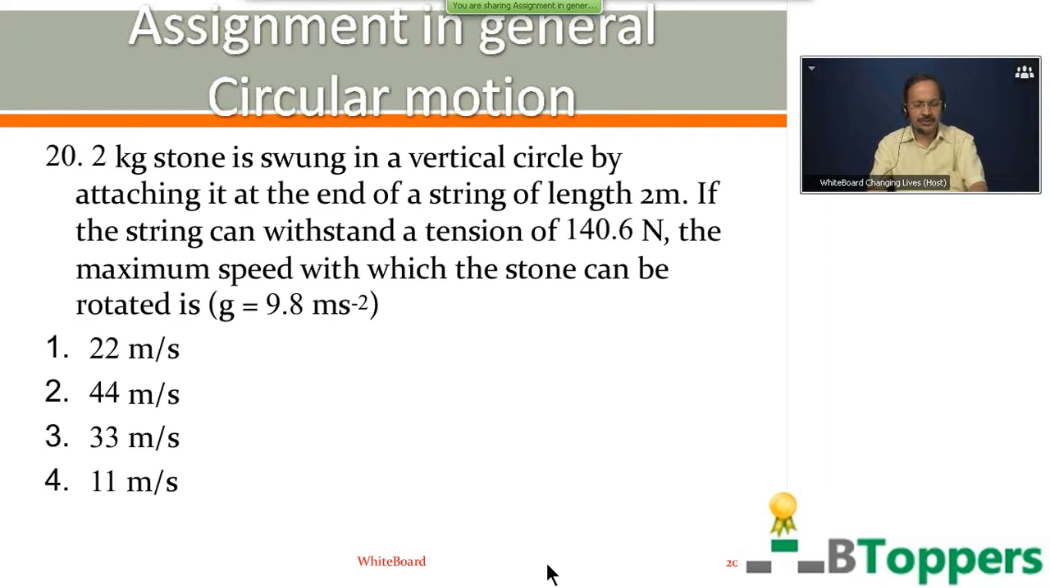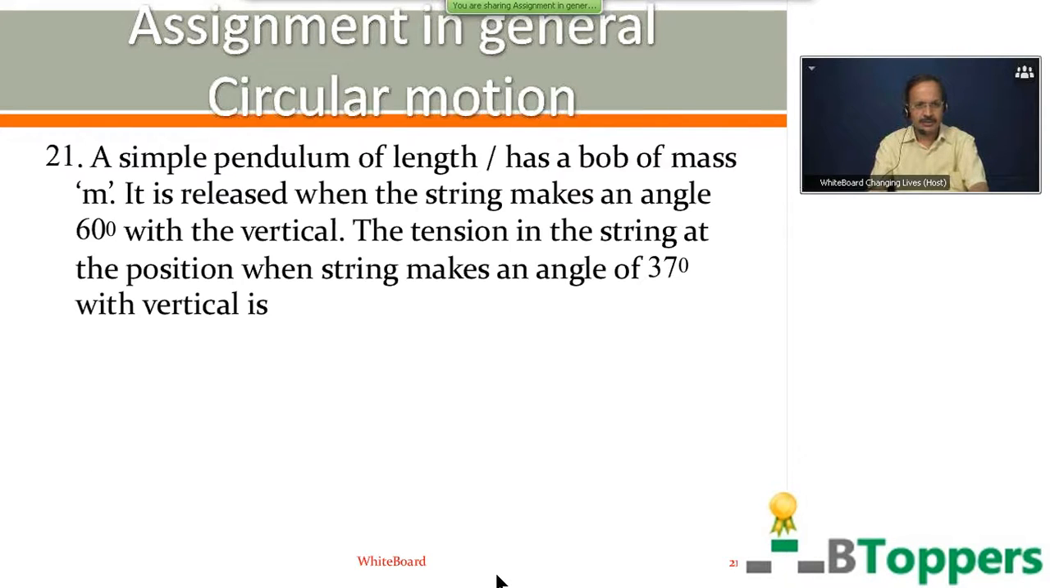I am going to show the next question on screen. See the question number 21. A simple pendulum of length L. It should be written as small l here. Has a bob of mass small m. It is released when the string makes an angle of 60 degrees with the vertical. The tension in the string at the position when the string makes an angle of 37 degrees with the vertical is.